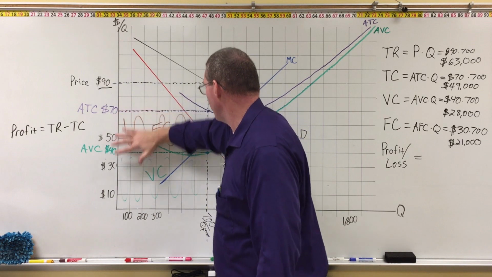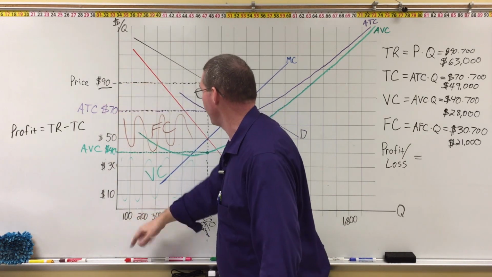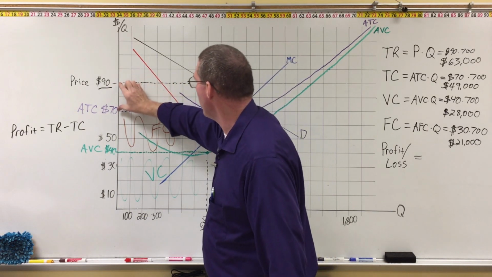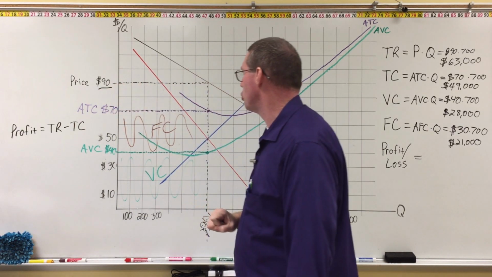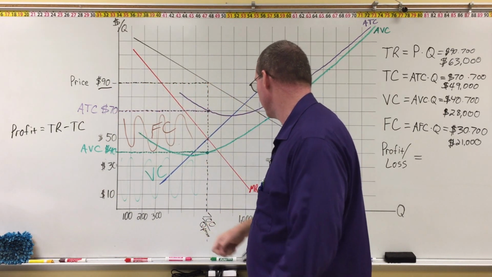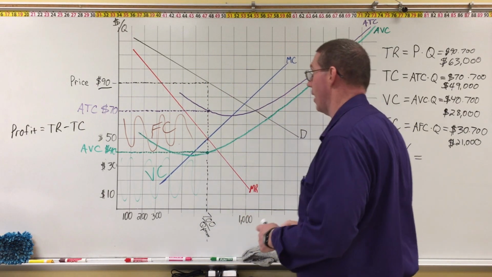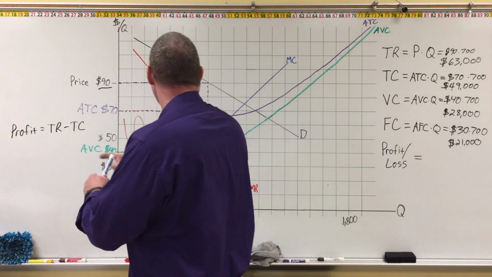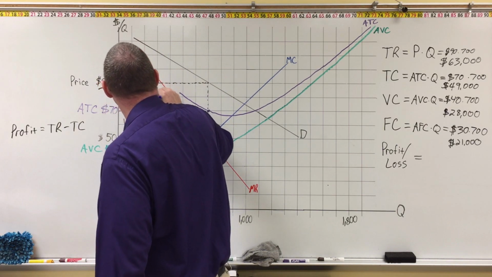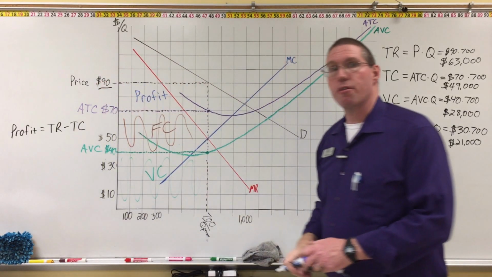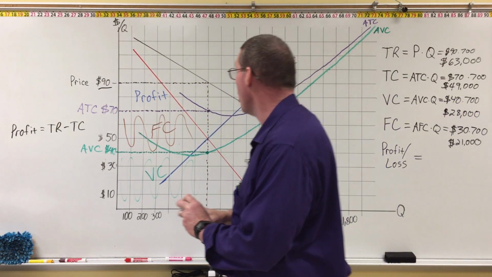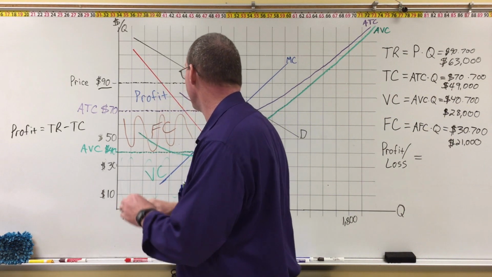And when we subtract this rectangle from this rectangle, all it leaves is that rectangle right there, the one that is between price and average total cost, and spans all the way over to quantity. And that rectangle right there, we call that the profit region. That is how much profit this company is earning. And so here's the idea.